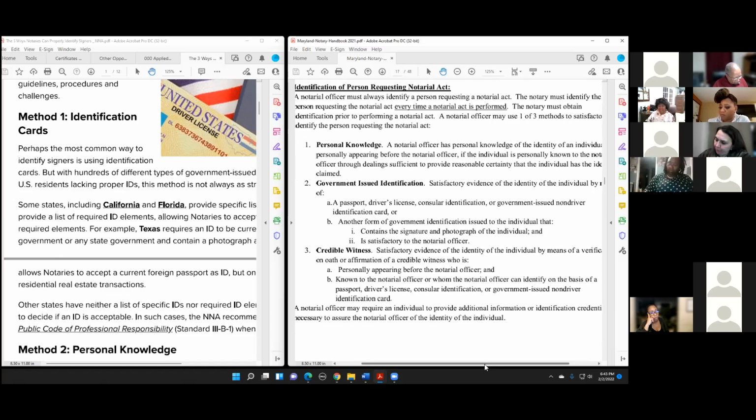All right, so when it comes to identification, you come back here and take a look and make sure it meets all the bullet points. Make sure you understand when something says "or," it can be one or the other. And when we come down here to B, another form of government identification issued to the individual that contains the signature, but there's an "and" here. So it has to contain a signature and a photograph, and then it says "and is satisfactory." So you have to make sure all those things are in order.